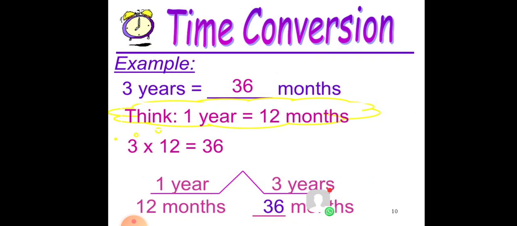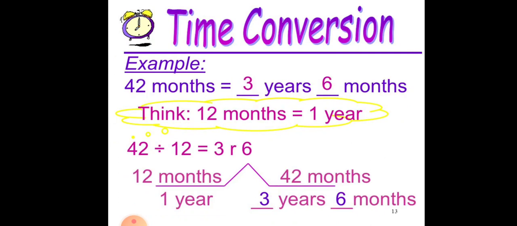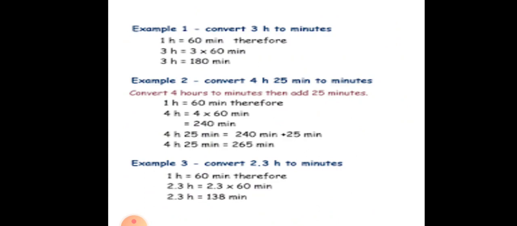Next example, 3 years is equal to how many months? 1 year is equal to 12 months. So 3 years is equal to 3 multiplied by 12, that is equal to 36 months. Now 42 months, how many years and months? You know that 12 months is equal to 1 year. That means 42 divided by 12 is equal to 3 years and 6 months, because it will come 3.6. So 3 years and 6 months. You can see these examples and follow the instructions and you can solve these sums.